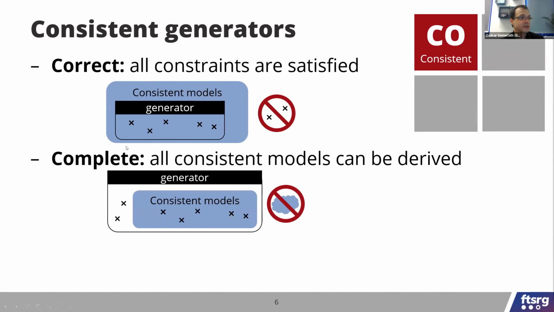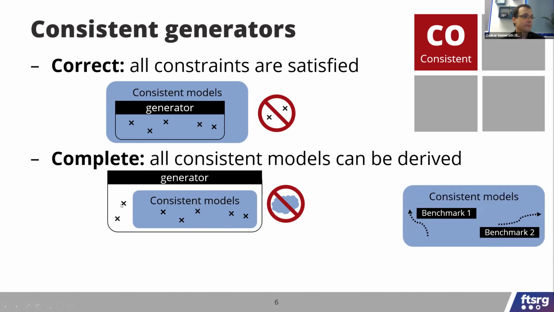Similarly, we can define completeness, which tells that a generator can eventually provide all of the consistent models that are valid. And if we run this generator long enough, it will list all of the valid models. Of course, a complete generator can generate other models as well.